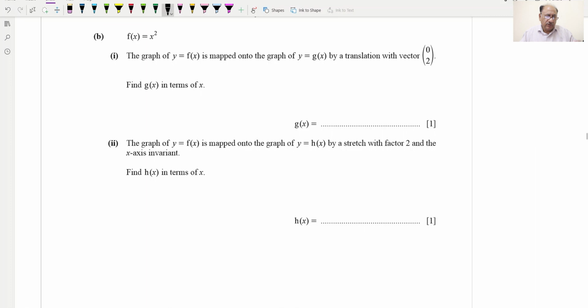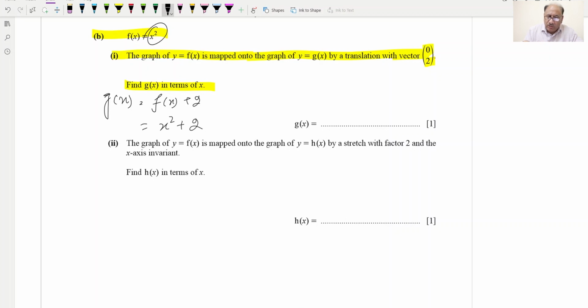So this is done for 3 marks. Hopefully you understood this. Now f(x) is equal to x squared. They have provided the graph of y = f(x) mapped onto the graph of y = g(x) by the translation with vector (0, 2). Find g(x) in terms of x. This type of translation is where y is changing. So the change in y is like g(x) = f(x) + 2, and f(x) is x squared, so we write x squared plus 2, so our answer will be x squared plus 2, and this is a 1 mark question.